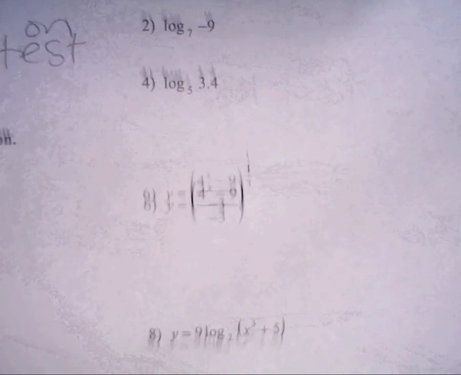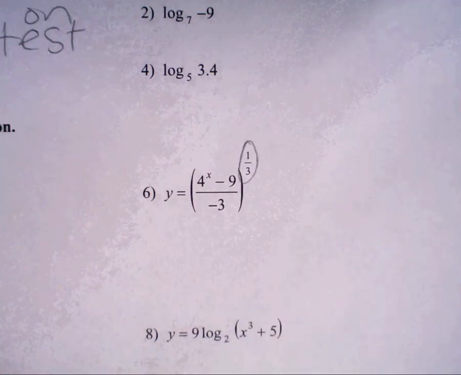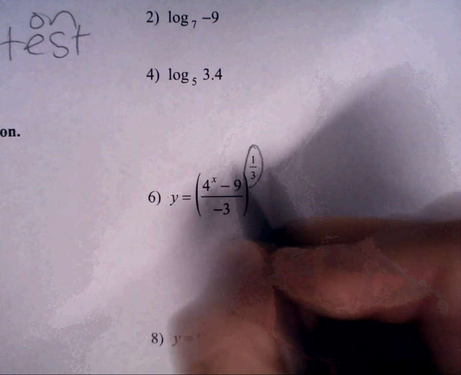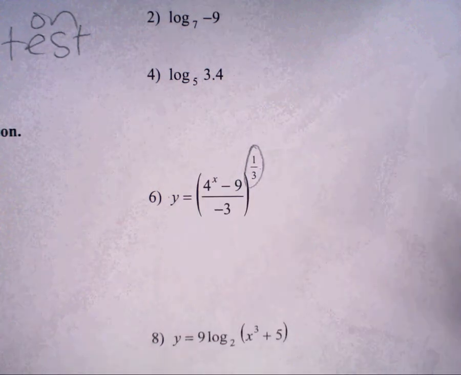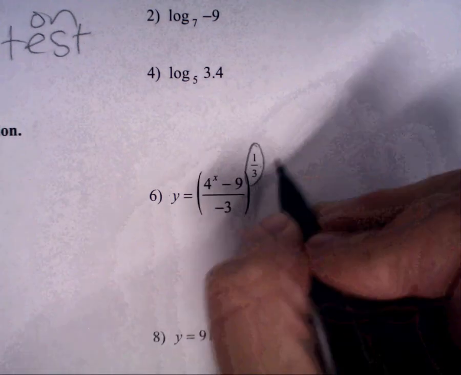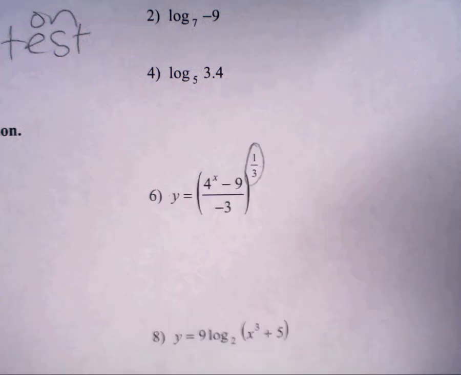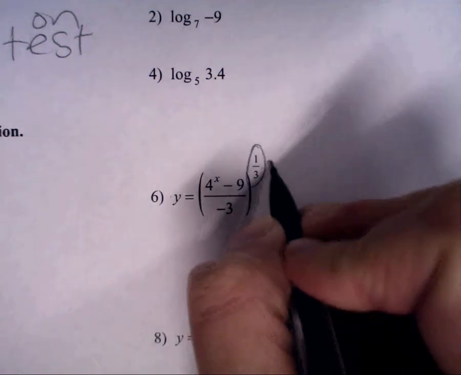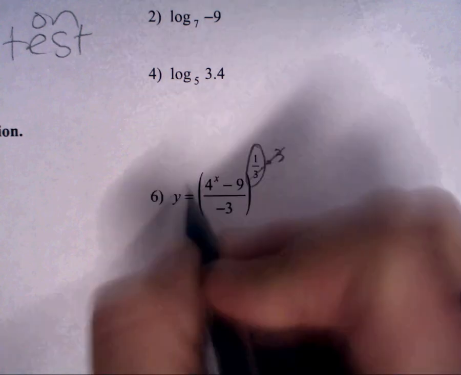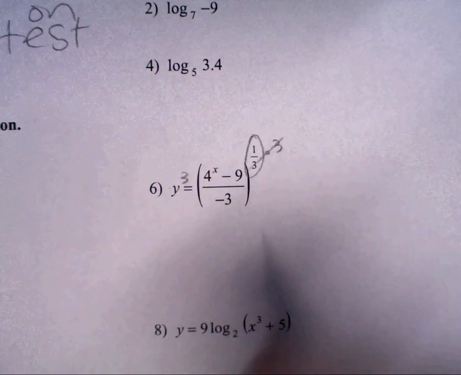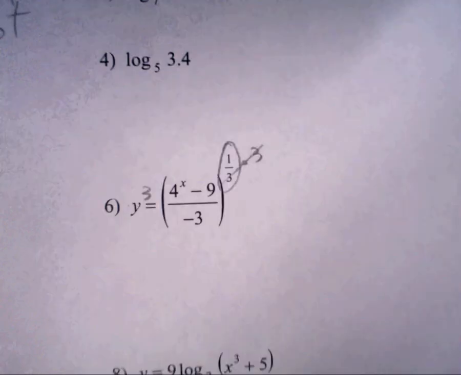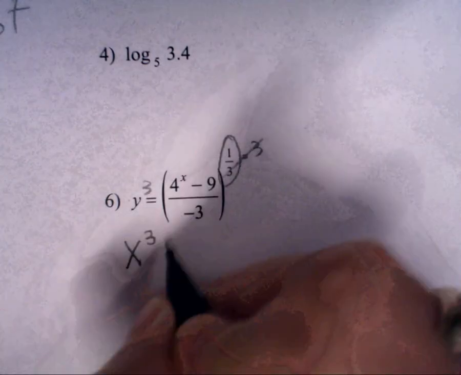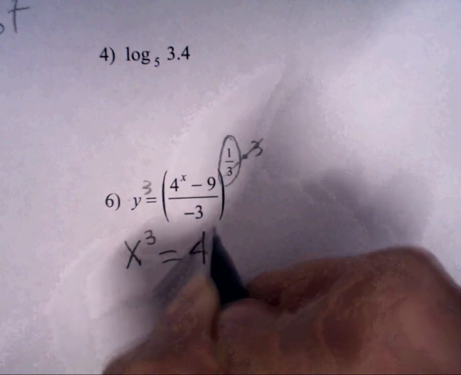So first thing I need to do is get rid of the 1/3. To get rid of the 1/3, well, 1/3 really means cube root, so I'm going to end up doing the opposite of that, okay? And so the opposite of that is to cube both sides, because that would get rid of that. And if I do it over here, that's not multiplying by 3, that's raising it to the third. So it's x to the third, because we switch x and y for inverses. 4y minus 9 over negative 3.